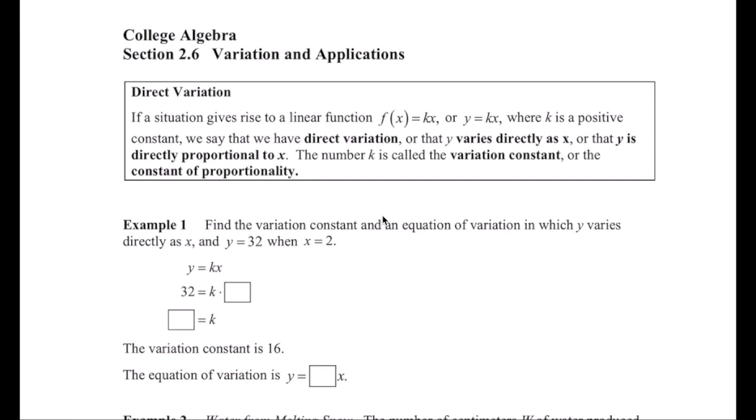In this college algebra lesson, we're going to talk about variation and its applications. We're going to first talk about direct variation. Direct variation gives rise to a linear function, y is equal to kx, where k is a positive constant. We're also going to say that k can represent the variation constant, which is another word that you might see.